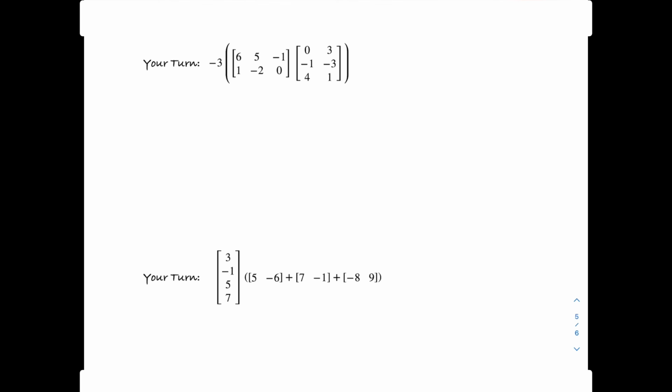For this one, I'm going to choose to do the matrix multiplication in parentheses first and then distribute the scalar, but you can distribute the scalar first to one of the matrices if you wanted to. All right, so over and down, so 6 times 0 plus 5 times -1 plus -1 times 4 is my first row, first column entry. My first row, second column entry will be 6 times 3 plus 5 times -3 plus -1 times 1.